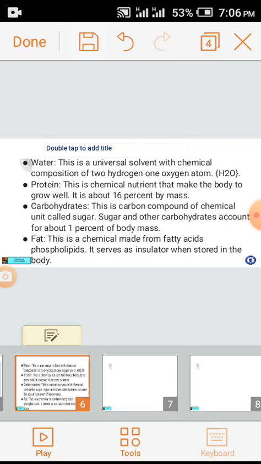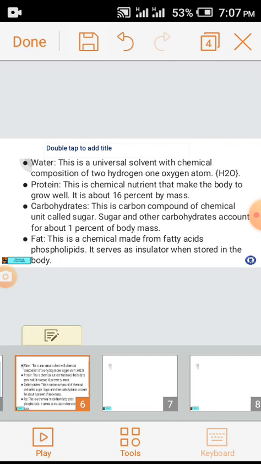Then we have protein. This is a chemical that helps in building the body, that helps in making the body to grow well. Examples of food that contain this chemical are meat, fish, beans, and the rest of them. So protein is a chemical nutrient that makes the body to grow well. It is about 16% by mass in the human body.